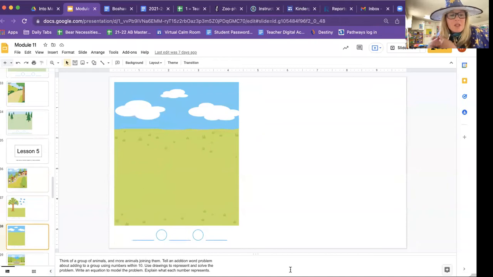Think of a group of animals and more animals joining them. Tell an addition word problem about adding to a group using numbers within 10. Remember, when we say using numbers within 10, we're not adding like 30 birds plus 40 more came, right? We're going to use smaller numbers. Use drawings to represent and solve the problem. Write an equation to model the problem, and then explain what each number represents. That's a whole lot, Math Wizard. I can't remember all that. All right, well, first, think of a story.